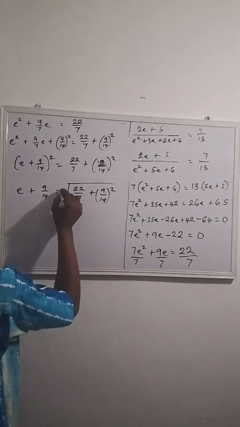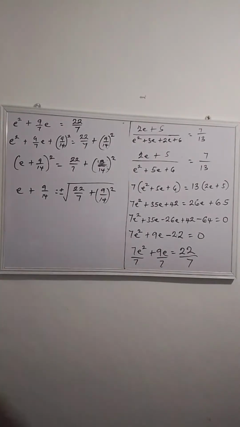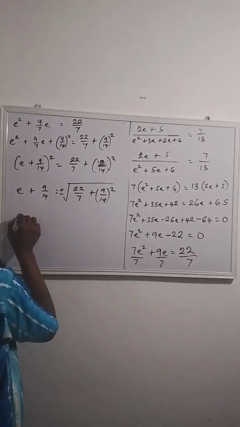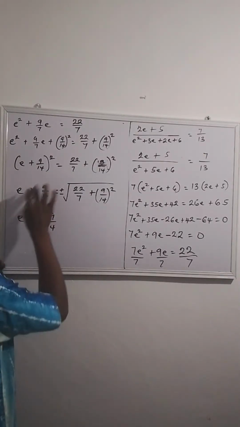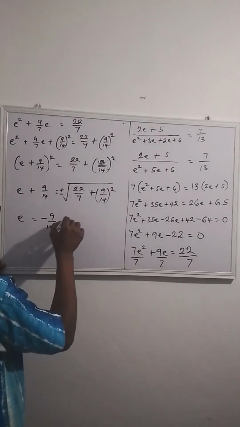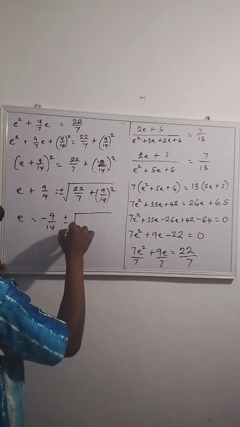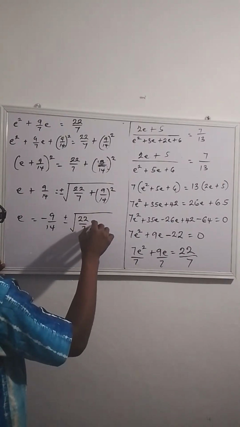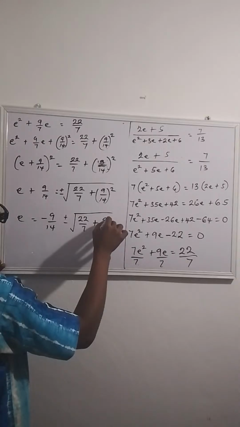Okay, so plus or minus, because when you are finding the square root of a number, you have plus or minus. So now let's move this one to this side. We have e equals minus 9 over 14. You know, this one is coming to this side now. We have plus or minus the square root of 22 over 7 plus 9 over 14 squared.